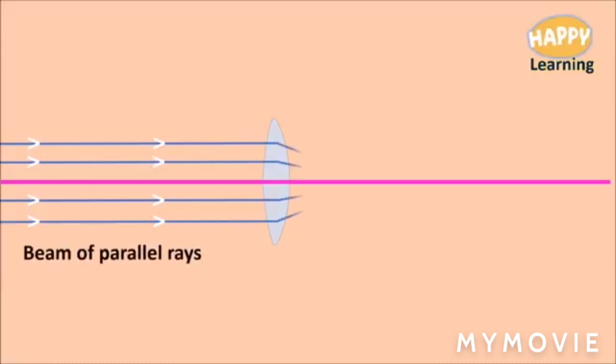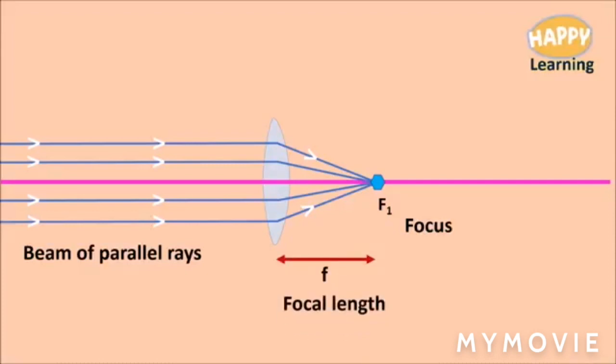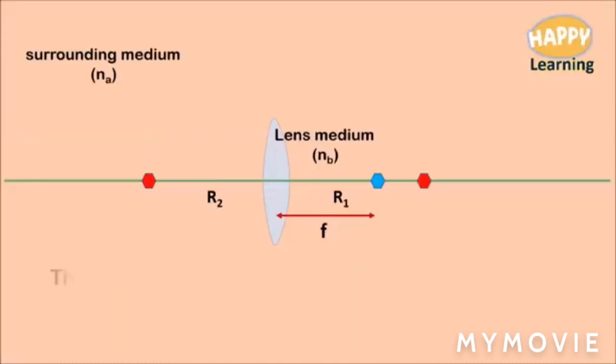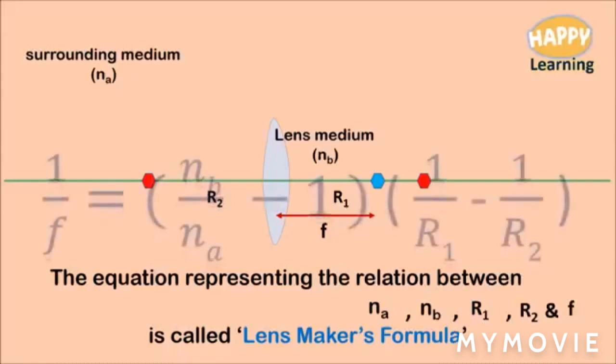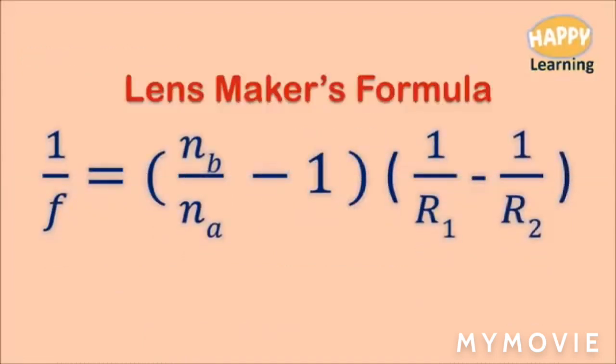When a beam of parallel rays passes through the lens, they are converged to a point. It is called the focus, and the distance from the lens to the focus is called the focal length. The equation representing the relation between the refractive index of the surrounding medium, the refractive index of the material of the lens, the radii of curvature of the lens, and the focal length of the lens, the relation between these 5 terms is called the lens maker's formula. It is 1 by f equals nb by na minus 1 into 1 by r1 minus 1 by r2.